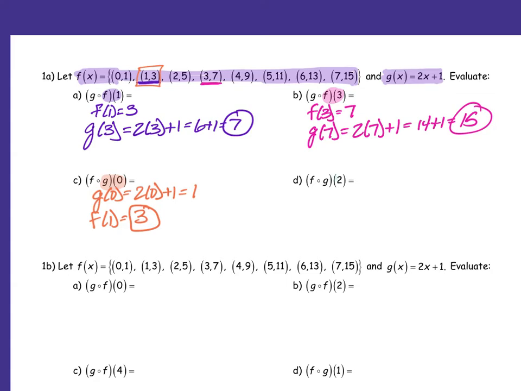And same with this one. I want to find g of 2. So let's see, g of 2. So I get 2 times 2 plus 1. 4 plus 1 equals 5. So then I'm going to go to f of 5. So I'm going to go to my points and find where x is 5, which is this one right here. So y equals 11. Questions on that one? You guys okay?